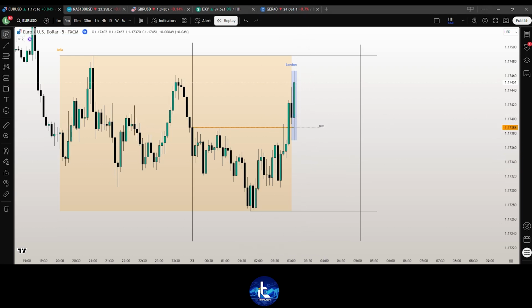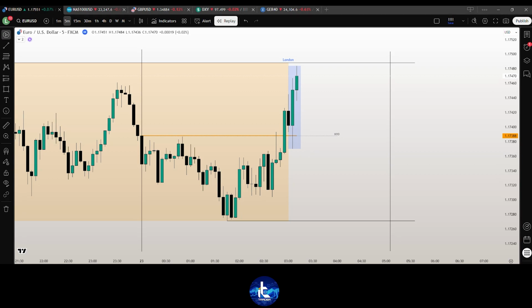After that, we don't enter. We don't guess. Our task is simply to wait for London to open, because Judas Swing only appears when European volumes come out. We'll analyze an example from this week so that you can understand the logic of the model. Then you can do a backtest yourself and see how often it repeats.